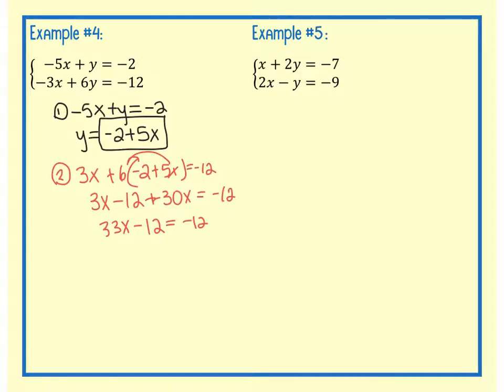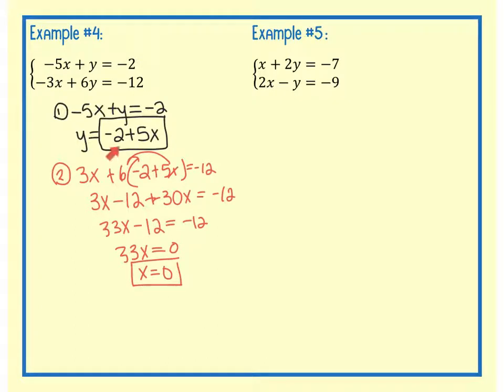Now I'm going to add 12 to both sides. Well, when I add 12 to both sides, I get 0. And that's okay. 0 is a number. The next step is to divide by 3. My x is 0.